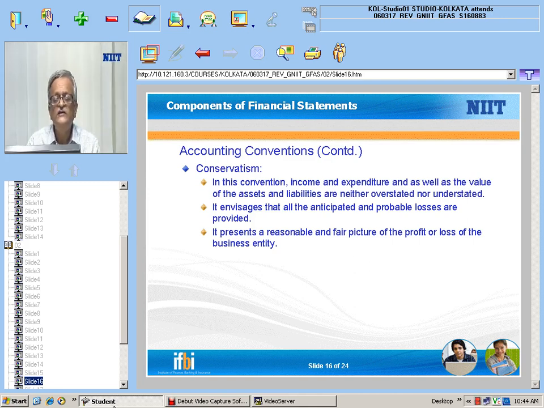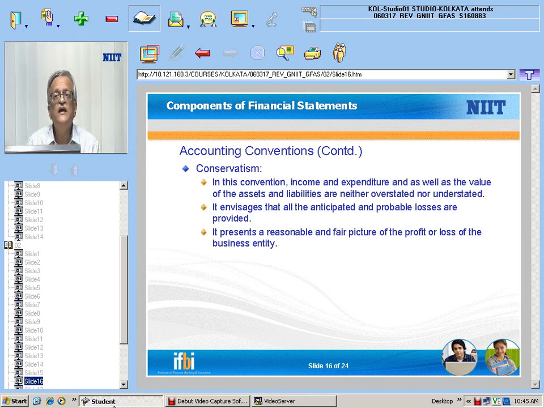So in this convention, income and expenditure as well as the value of assets and liabilities are neither overstated nor understated. Overstate means increase the value. Understate means decrease the value. It envisages, that means takes into account, that all anticipated and probable losses are provided. If there is a probability that the entity may suffer some loss on account of some business transaction, then that loss also has to be provided. That means you should debit your expenditure and keep the amount separately as a provision in your books.